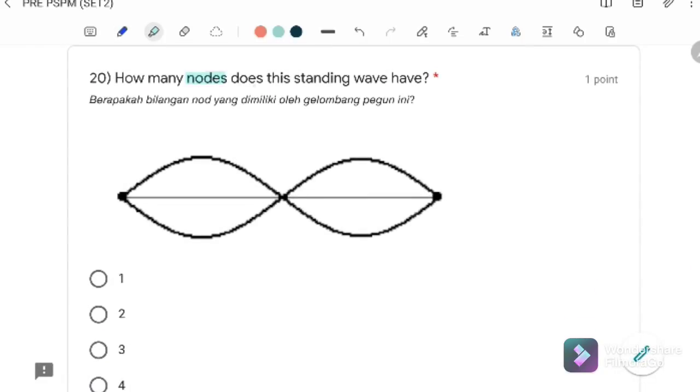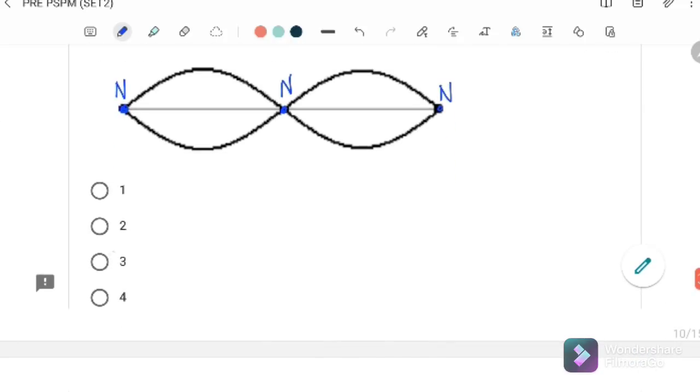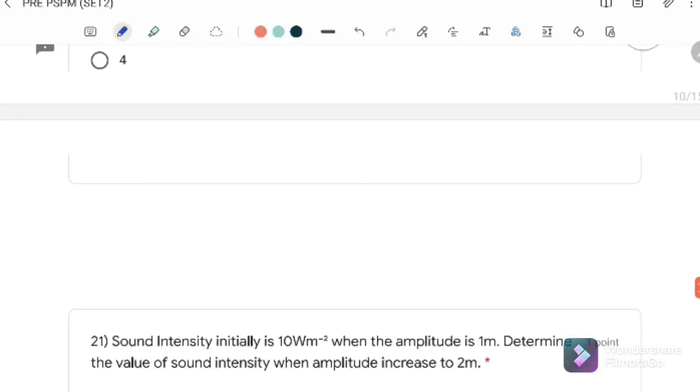Next question is number 20. How many knots does this standing wave have? A knot means that the amplitude of the particle is minimum, equal to 0. So here we have 1, 2, 3 knots. So the answer is C.